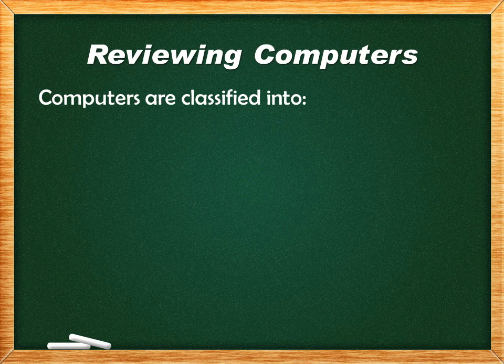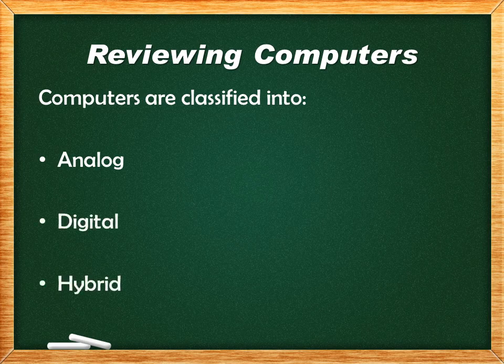Computers are classified into. In the last class we saw one classification of the computer. But before this we have to review: there are three kinds of computer: mainframe, mini and micro. And there are three classifications of computer. In the last class we saw only one. So what are the three? Analog, digital and hybrid. In the last class we saw the first classification of a computer, the analog one.